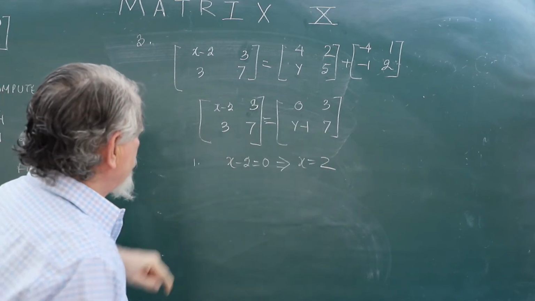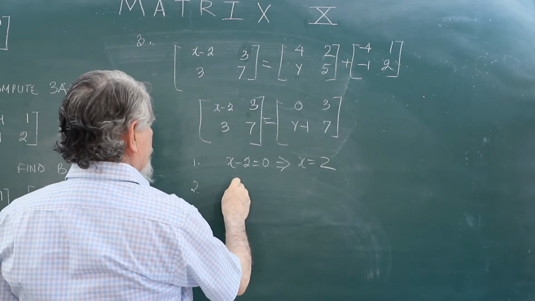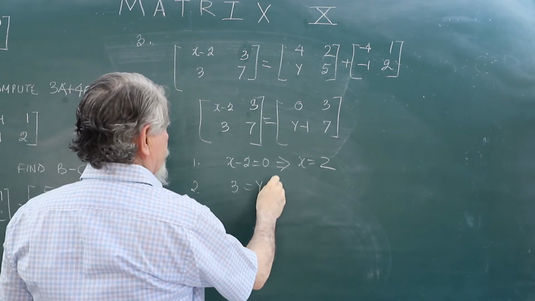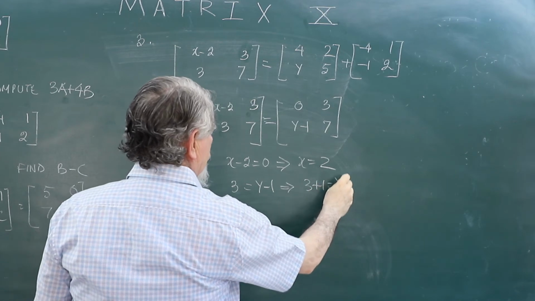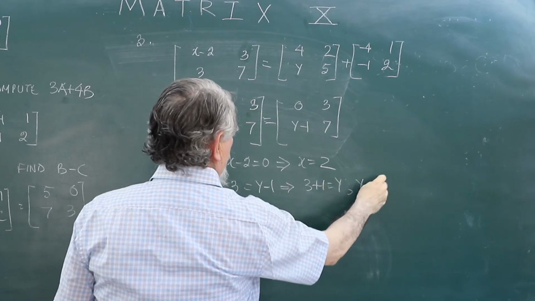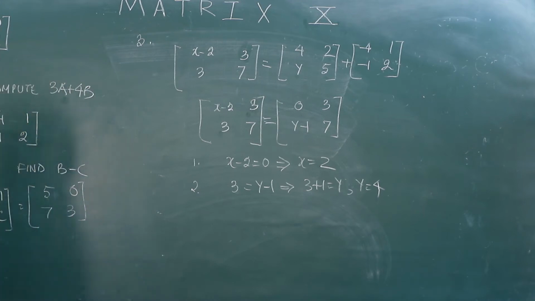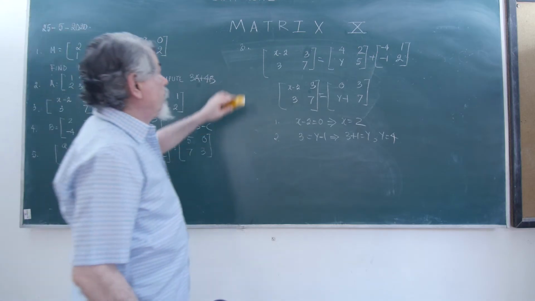And second one is 3 is equal to y minus 1. That will imply 3 plus 1 is equal to y, or y is equal to 4. So we have got the value same. It is not 5 to write it as 3, because 2 plus 1 should be the same as right hand side. Now let us see question number 4.